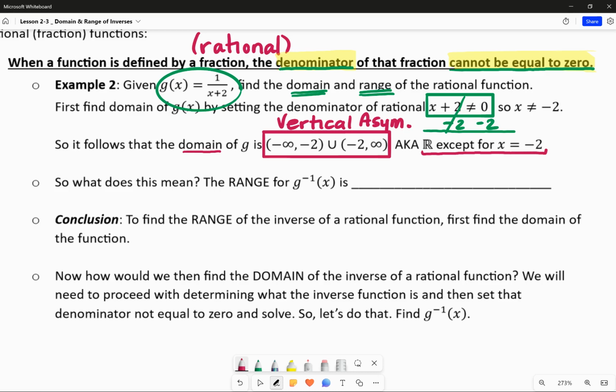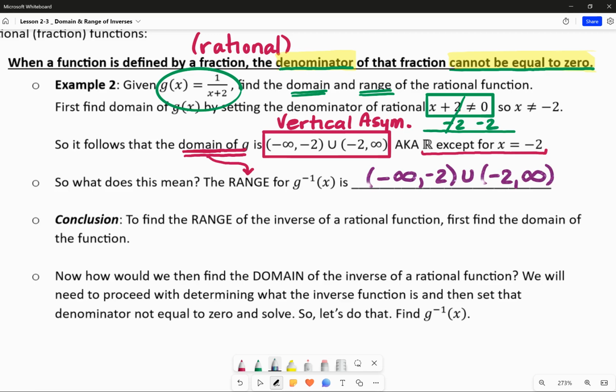So if I know that the domain of G is negative infinity to negative 2, union negative 2 to positive infinity, that means if I do the switcheroo, the range of the inverse has to be what I just finished boxing in. So I am going to put right here, negative infinity, comma, negative 2, union, negative 2, comma, positive infinity. Notice I wrote the exact answer that I put for the domain of G.